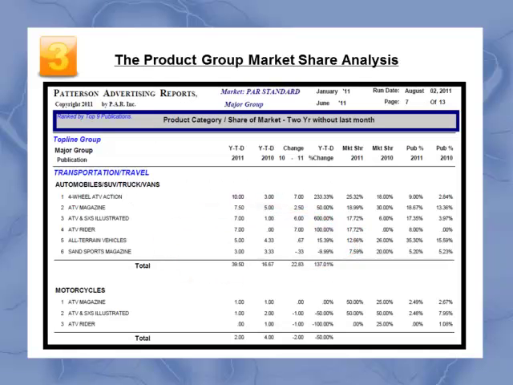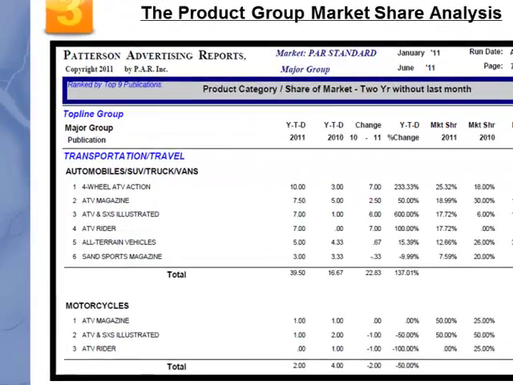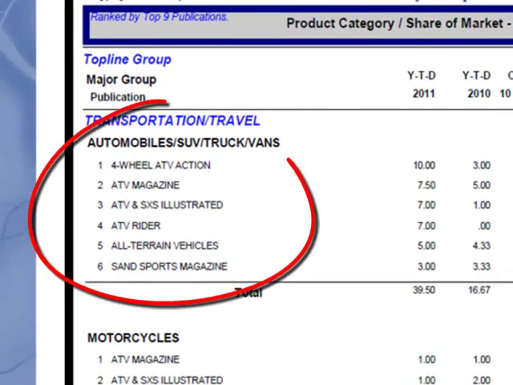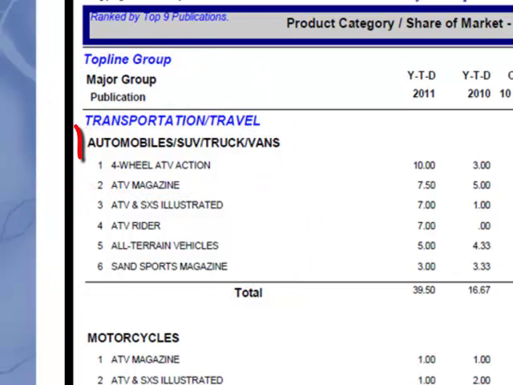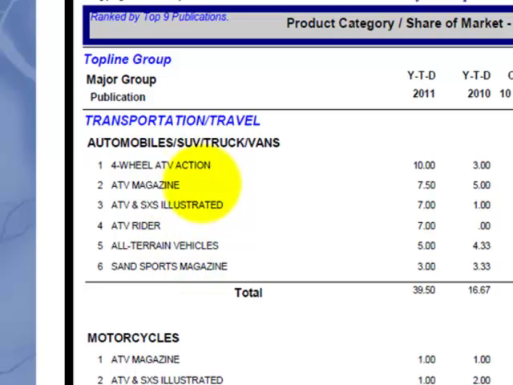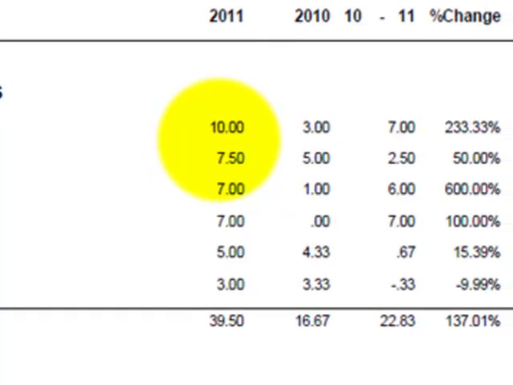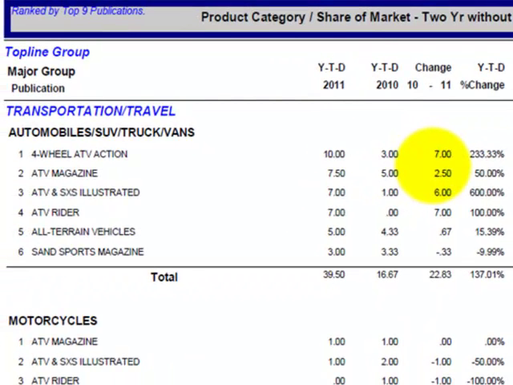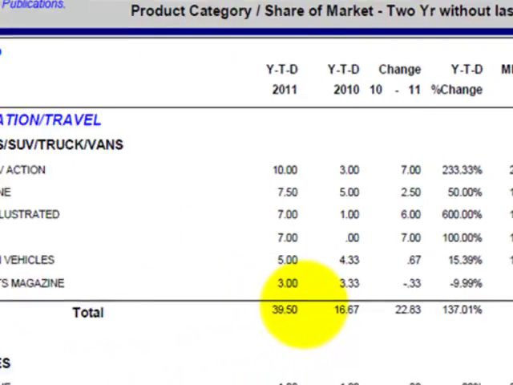The next report you'll get is the product group market share analysis. In this example, we are looking at the ATV market at the transportation travel major category, breaking down to automobiles, SUV, trucks and vans, and motorcycles. So what we can see here is that four-wheel and ATV action is the leader in this group with 10 pages of advertising. Last year there were only 3 for the same period of time. It's up 7. Overall, the automobile category is up 22.83 pages, or 137%. Most of these magazines have increased.